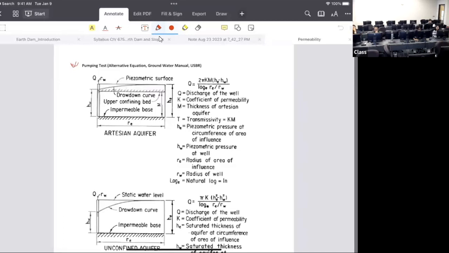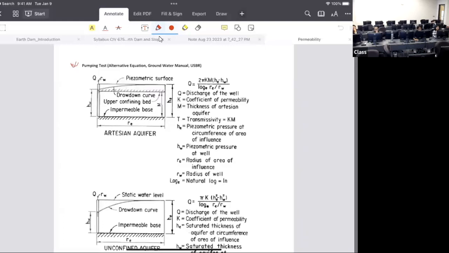So the question is, looking at the drawdown curve, how do we define the characteristics of the permeability? Any idea? We need to place two monitoring wells. Okay, so we place the monitoring wells, but first of all, what is the basis for developing a test method based on the pumping test?